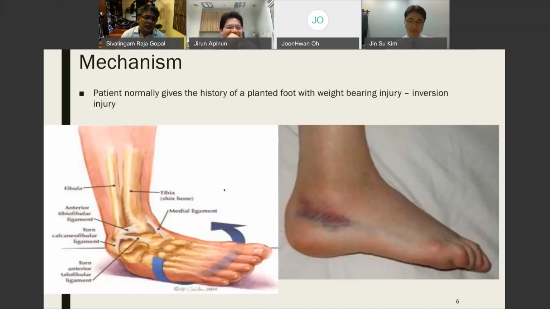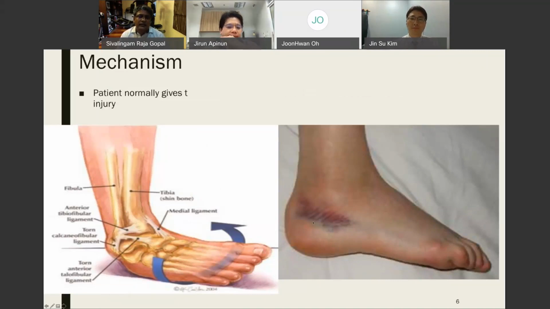The injury is based on a plant. They always give a history, most commonly of a planted foot, weight bearing, and an inversion injury. And the grade of swelling and pain depends on the severity, grade 1, grade 2, or grade 3.